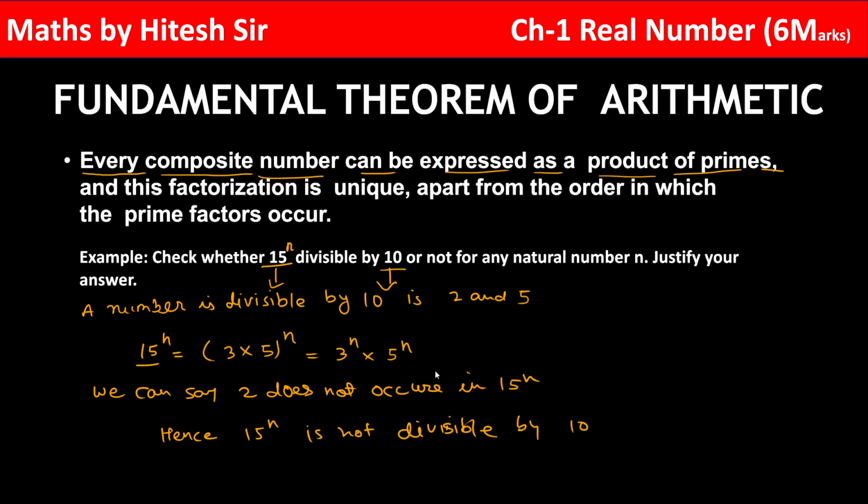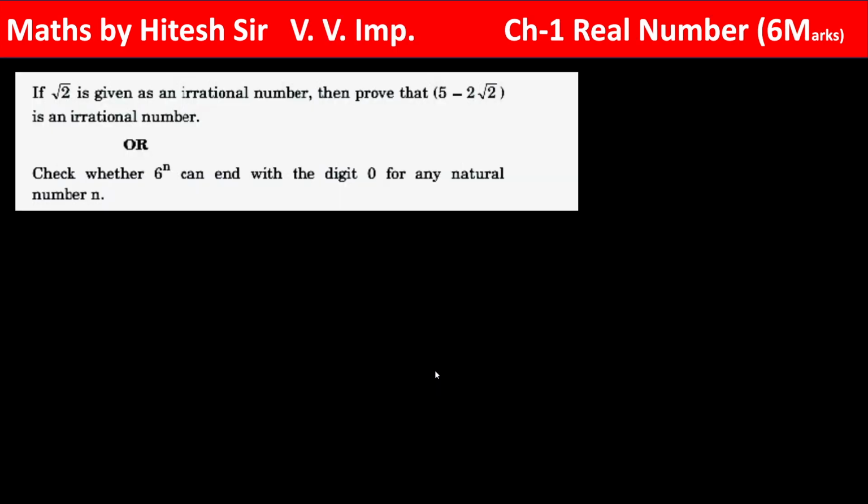Okay, now come to the next. Here is a question: if root t is given as an irrational number, prove that 5 minus 2 root t is an irrational number. So that is also very important.